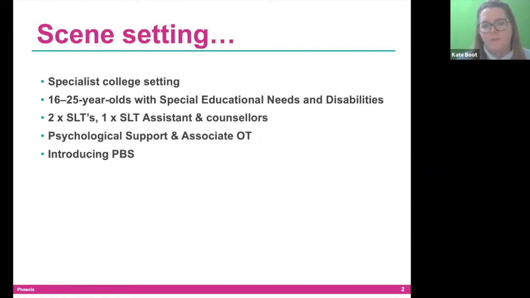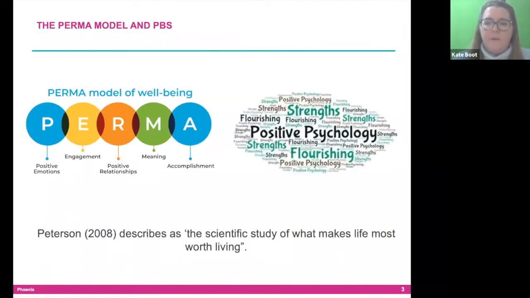So I'm just going to talk you through a little bit about the Perma model and then show you how we have adapted the Perma profiles to meet the communication needs of our students and to ensure that they're involved in that process. So the Perma model was developed by Martin Seligman. He's a leading researcher in the field of positive psychology. He's often referred to as the father of positive psychology.